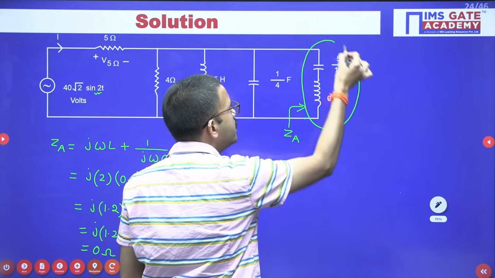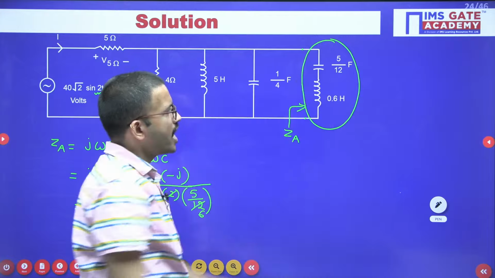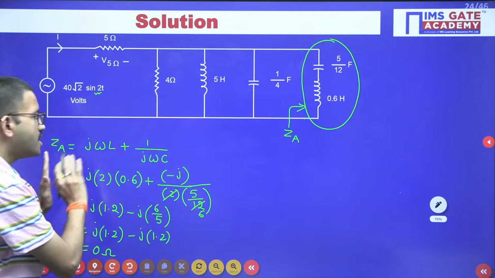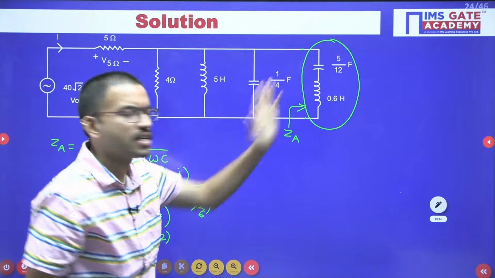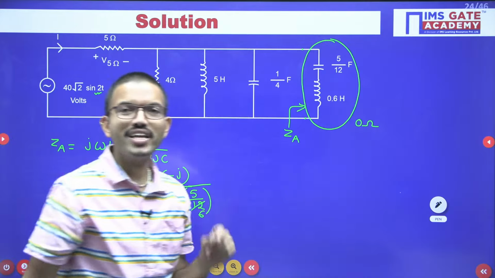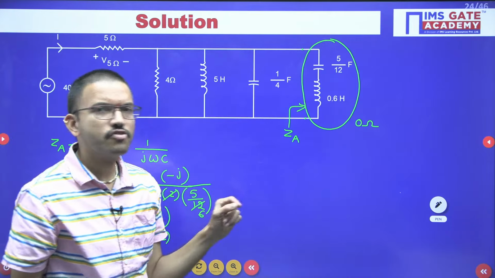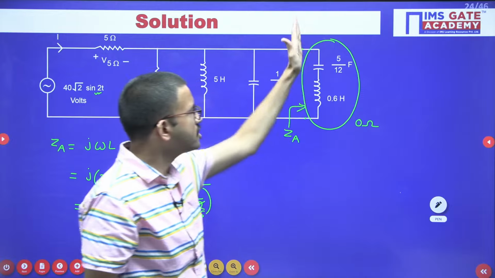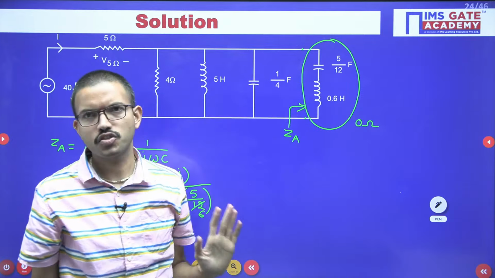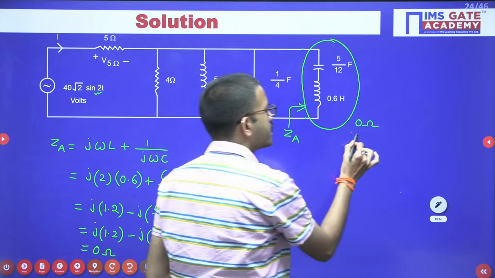So in this particular branch you are having one inductor and one capacitor. After calculating the resultant impedance of this particular branch, simply you are getting 0 ohm. So whenever for any particular branch you are getting impedance as 0 ohm, that means we are simply shorting these 2 points with the help of a single wire, that's all, right? So this is the indication.